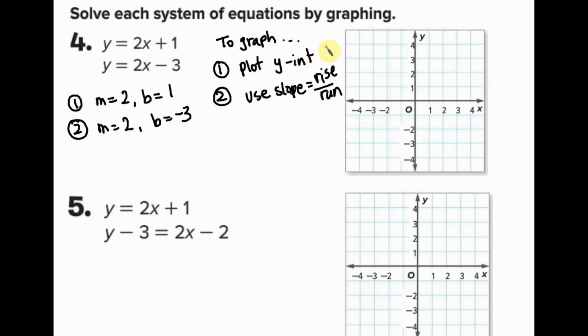Let's begin by plotting the y-intercept. The first one is at 1. And using the slope, since it is 2, 2 is equal to 2 over 1 when I write it as a fraction. So I'm going up 2, right 1, up 2, right 1.